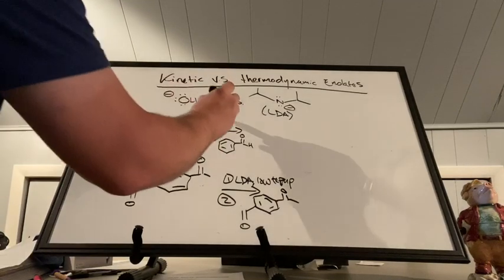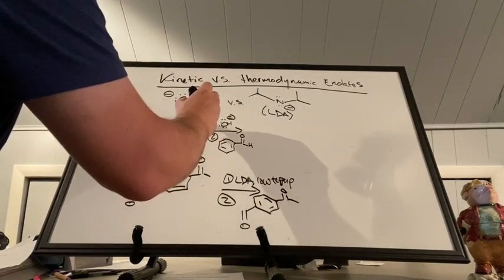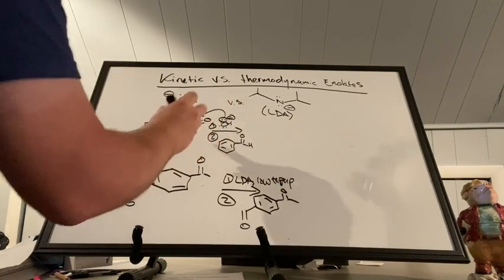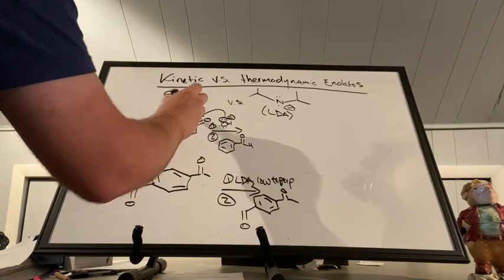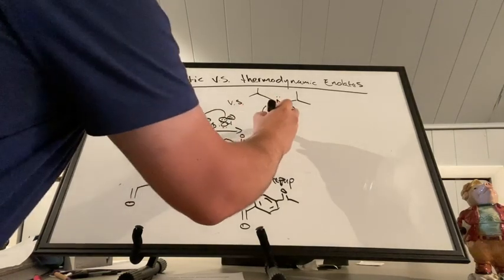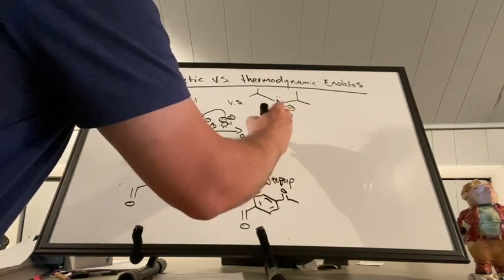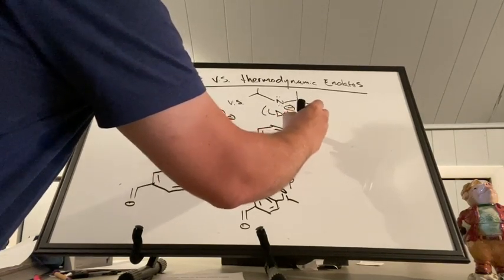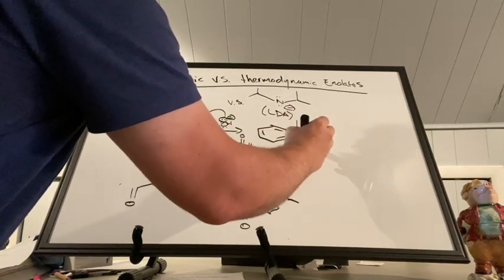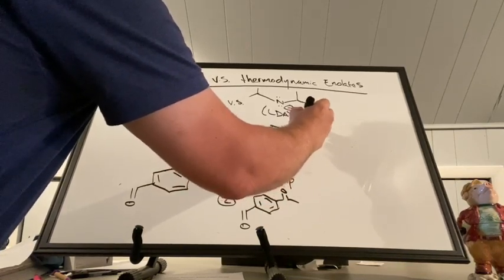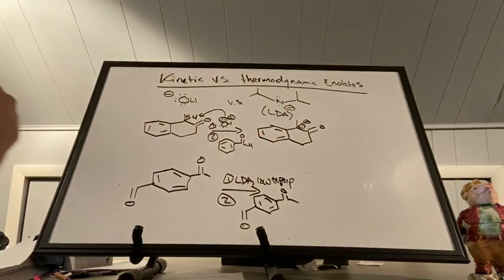Okay, so the first thing you do, at least for this top particular example, you have OH minus, and it's going to strip that hydrogen off. As a result, you're going to have an enolate formed. Okay, and this is going to be a kinetic enolate, or sorry, thermodynamic enolate. So it's going to be more substituted.